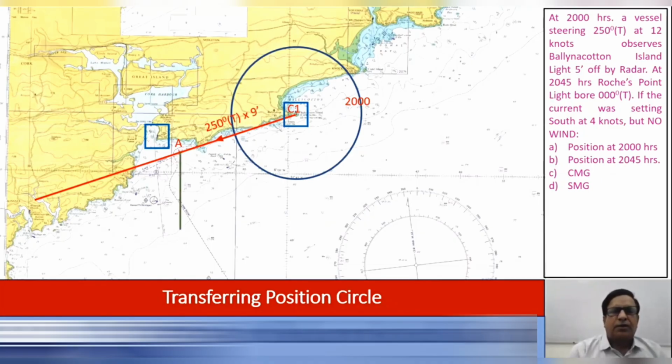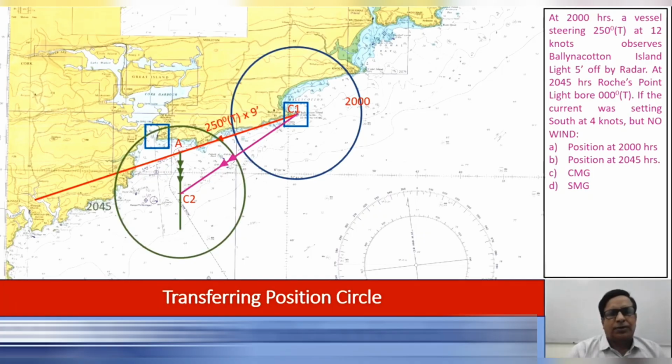Now we allow the current at point A, which is the arrowhead end of the CTS line. So southerly current is allowed here, represented by 3 arrows. If the rate of current is 4 knots, drift in 45 minutes shall be 3 miles. We cut off 3 miles and we get point C2. C1 to C2 is now the course made good, and the distance made good in 45 minutes. Now with C2 as the center and radius of 5 miles, we draw the position circle. The green one is the transferred position circle. That means the vessel shall be on the green position circle at 2045.